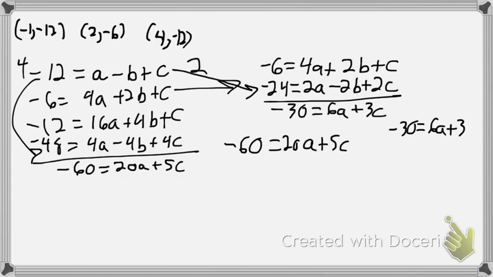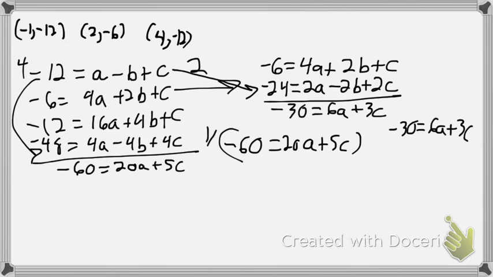Okay, now here's the thing. If I were to try and multiply to get a common number, I'd be dealing in the hundreds here. So I'm not going to multiply by a whole number, I'm going to multiply by a fraction. And that's going to get rid of some of the coefficients. So I'm going to multiply this one right here, the negative 60 equals 20a plus 5c.